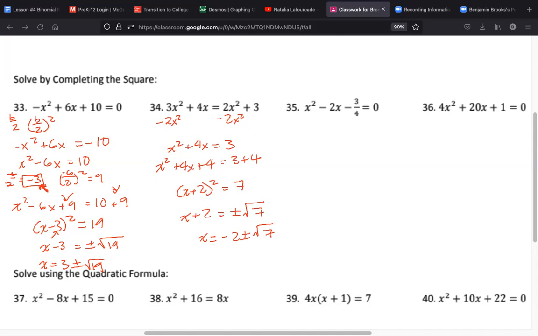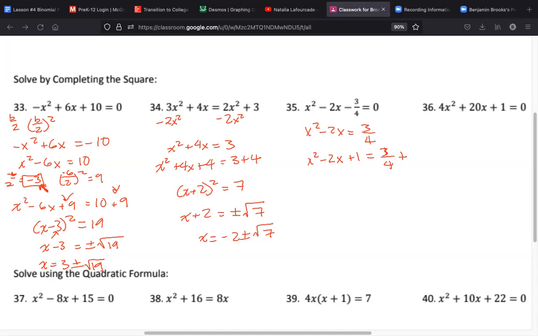All right, let's do the next one. x squared minus 2x is equal to 3/4. Once again, put in the 3/4 on the other side. Let me finish this one. Then you have x squared minus 2x. b over 2 would be -1. b over 2 squared would be +1. So we're going to add 1 to both sides.